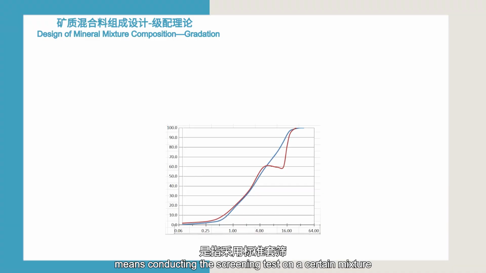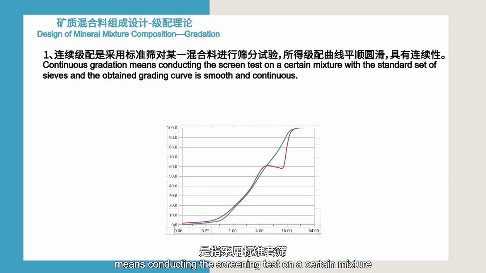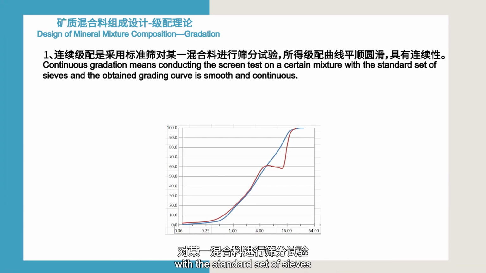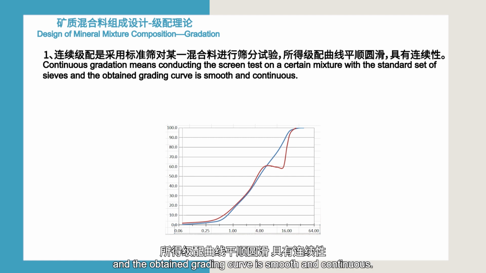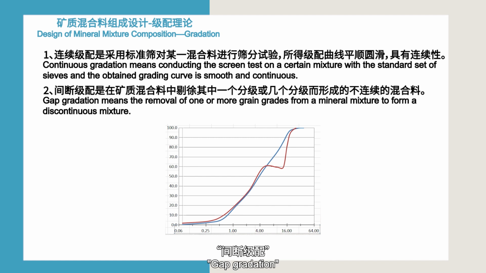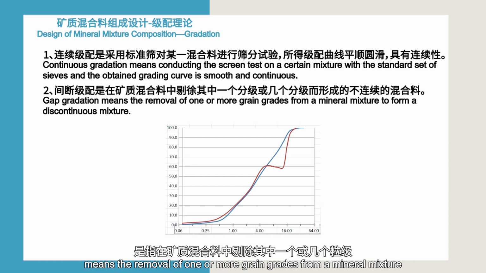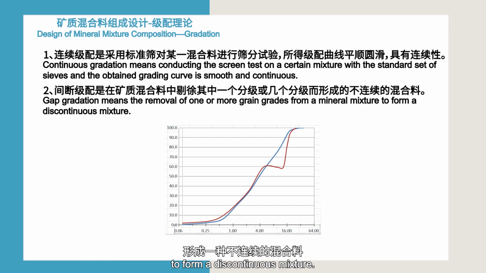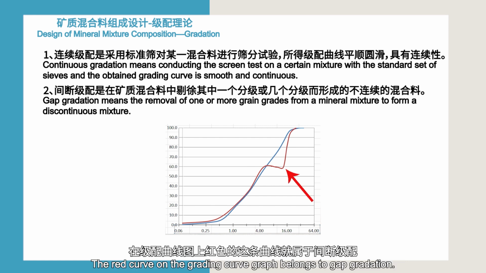Continuous gradation means conducting the screening test on a certain mixture with the standard set of sieves, and the obtained grading curve is smooth and continuous. The blue curve on the grading curve graph belongs to continuous gradation. Gap gradation means the removal of one or more grain grades from a mineral mixture to form a discontinuous mixture. The red curve on the grading curve graph belongs to gap gradation.